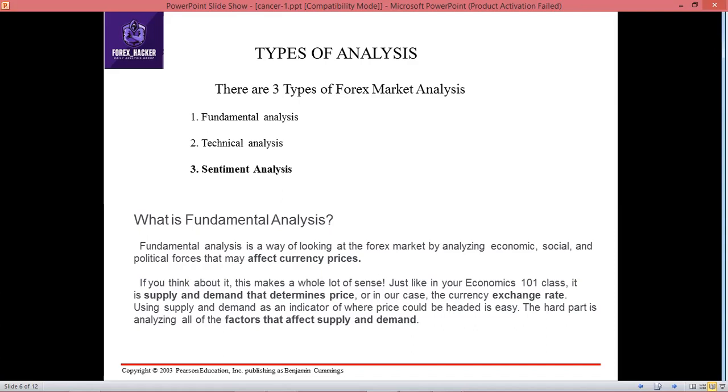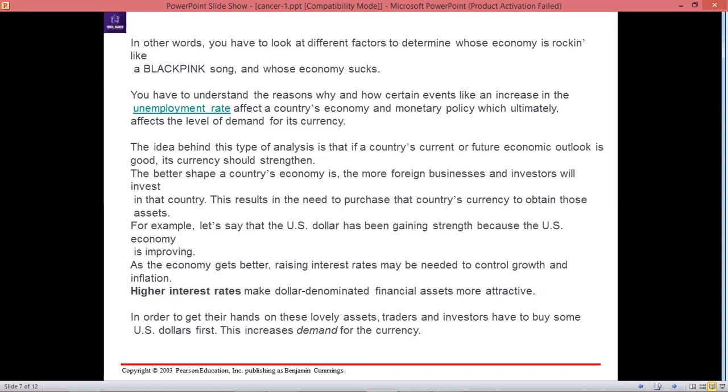So the factors that affect supply and demand. The hard part is analyzing economic factors, social factors, political forces that affect currency. That is the hard part of this. This is actually very interesting. So in other words, you have to look at different factors to determine whose economy is rocking, like a Blackpink song, and whose economy is sucking. So you have to understand the reason why and how certain events, like an increase in unemployment rate, affect the country's economy and monetary policy, which ultimately affects the level of demand of that currency. I think I explained that.